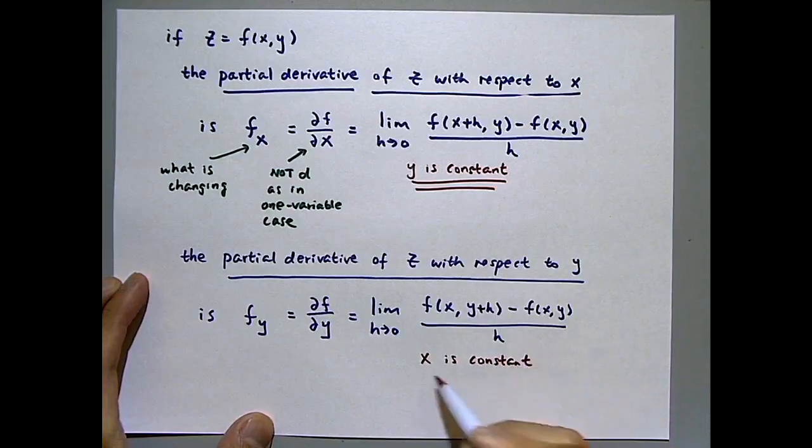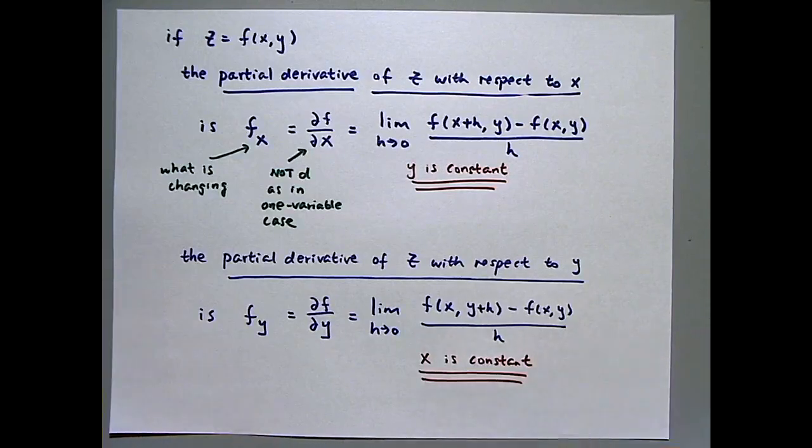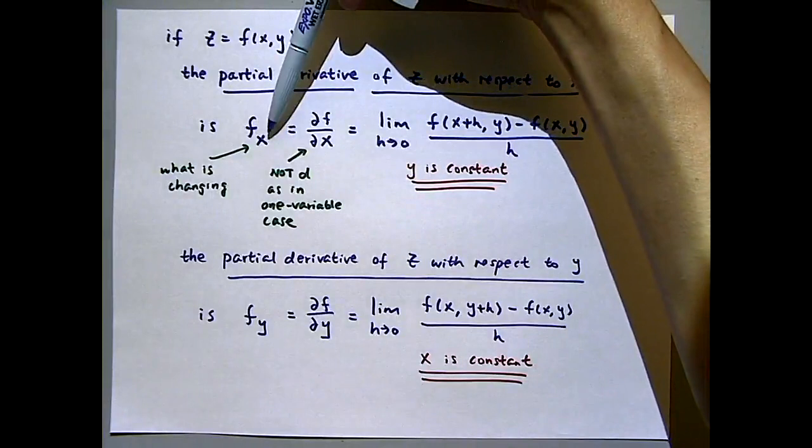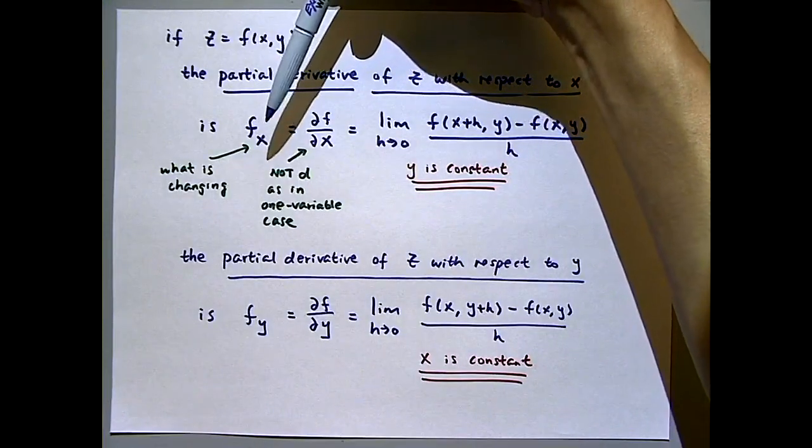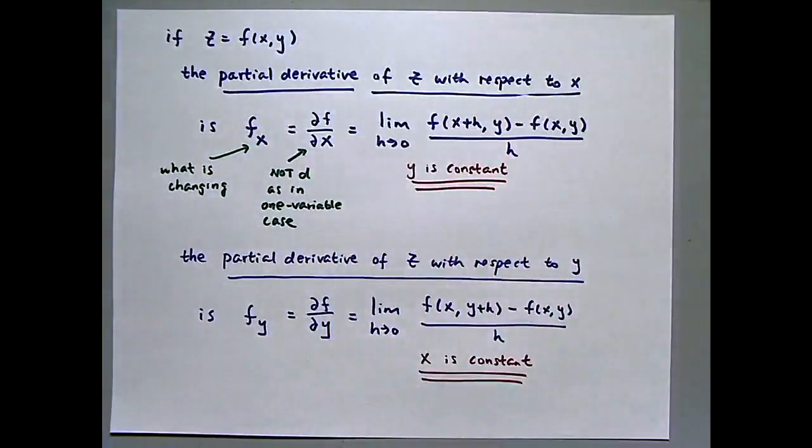Here we treat x as a constant, allowing y to change. And this idea extends to 3-variable, 4-variable functions, and so on. Every time you see a subscript here, that's the variable that's allowed to move. Everything else is not allowed to change.